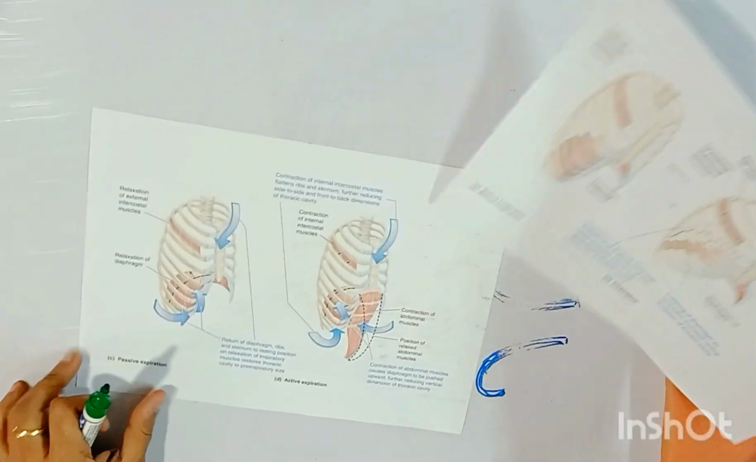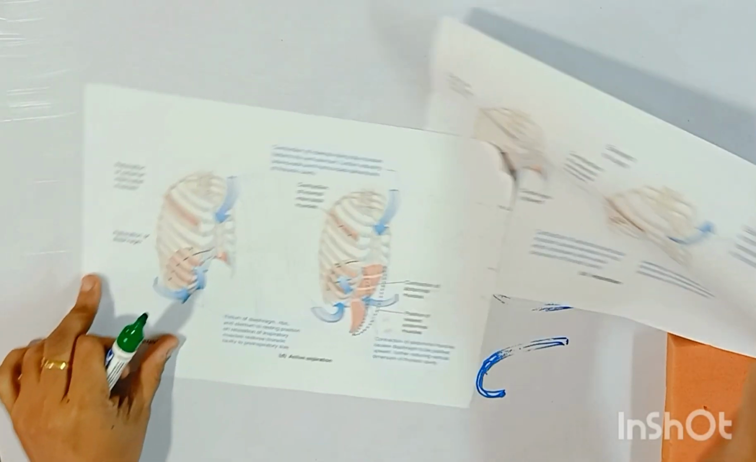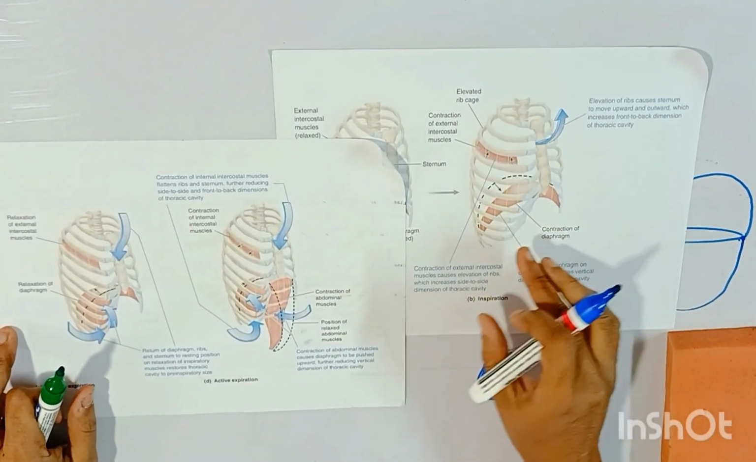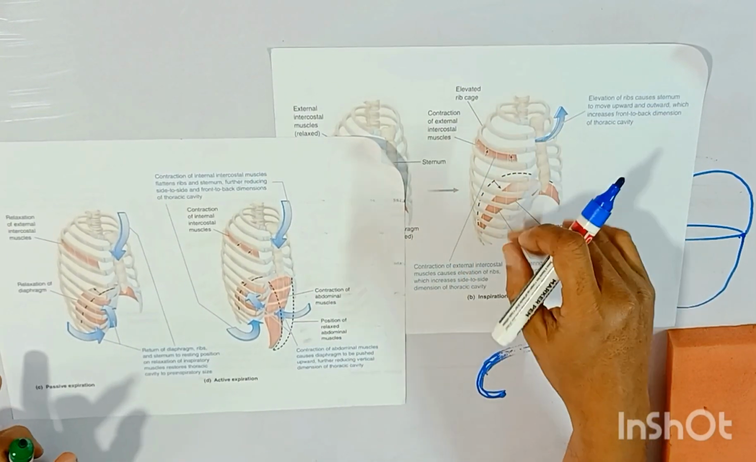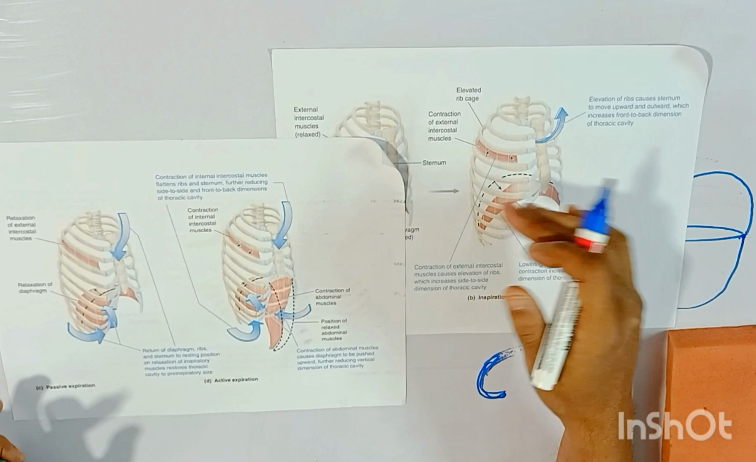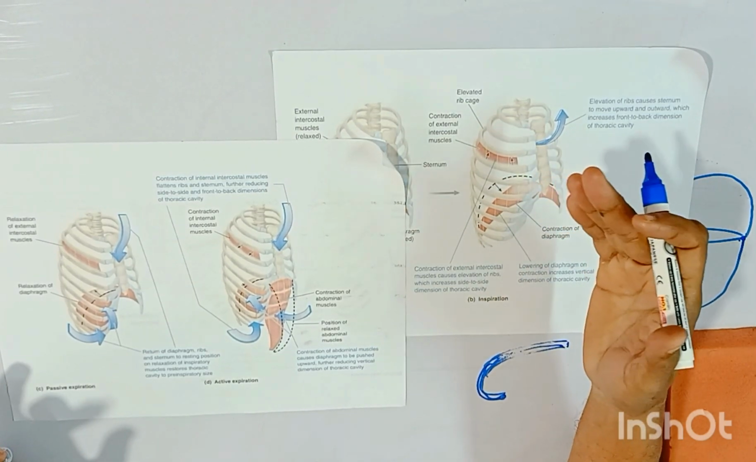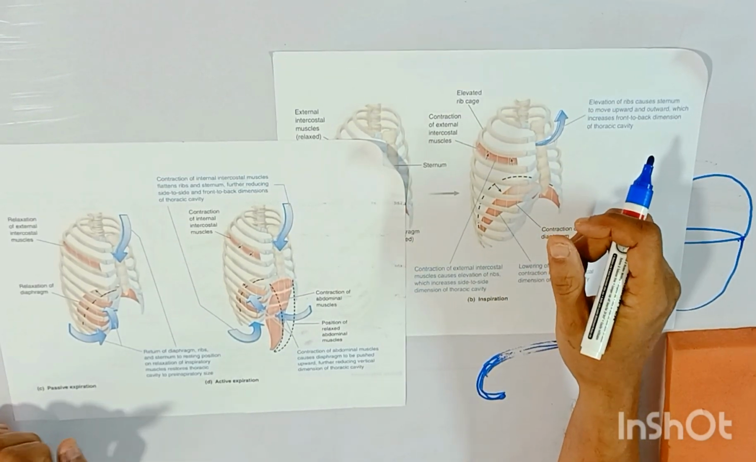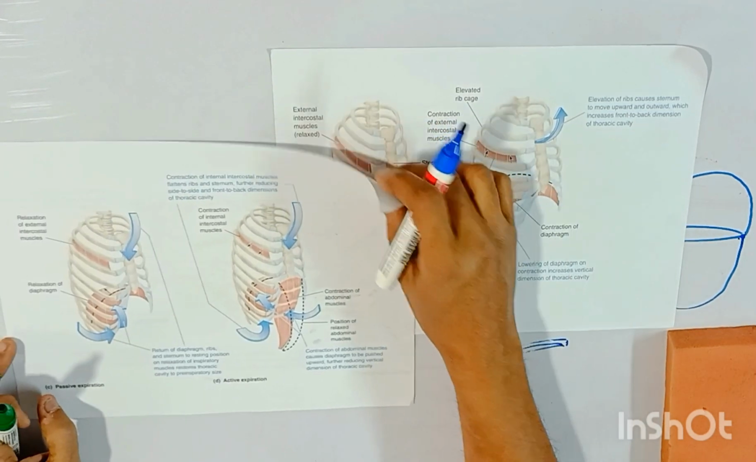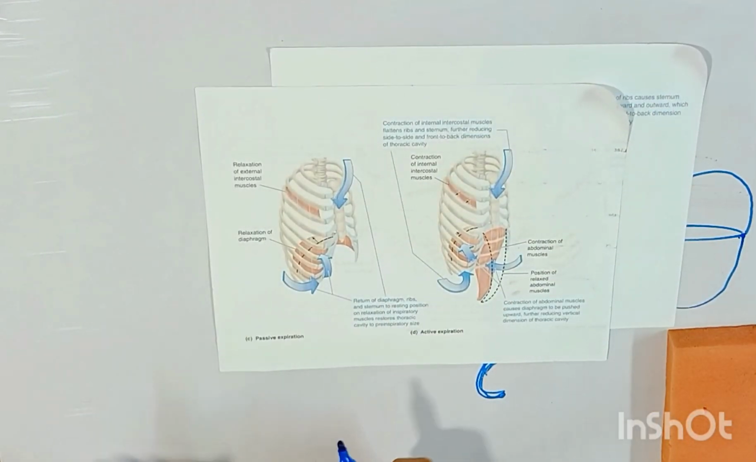So I'll go on to this next picture. This was all about inspiration, how this thoracic cage volume has increased. The thoracic cage volume has increased and the air is sucked in. And this is about expiration, though there are two processes.